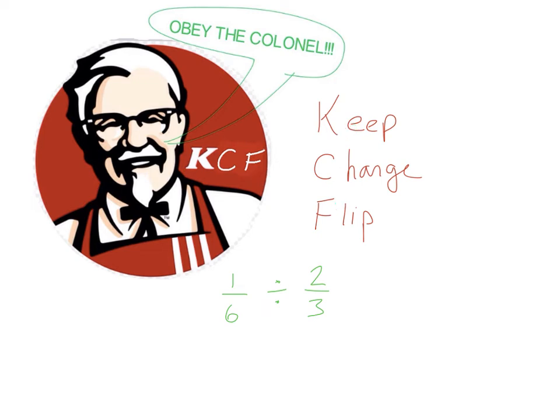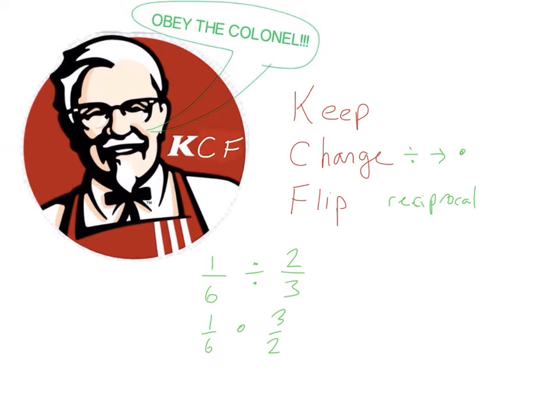So what do we do? Keep the first fraction. So the 1/6 is going to stay 1/6. Now I change whatever division sign there was, and I'm going to turn it into a multiplication dot. And then flip, what does that mean? Well, it means flip that last fraction to its reciprocal. So the 2/3, what's the reciprocal of 2/3? 3 over 2. And now I can multiply just like normal fractions, right?